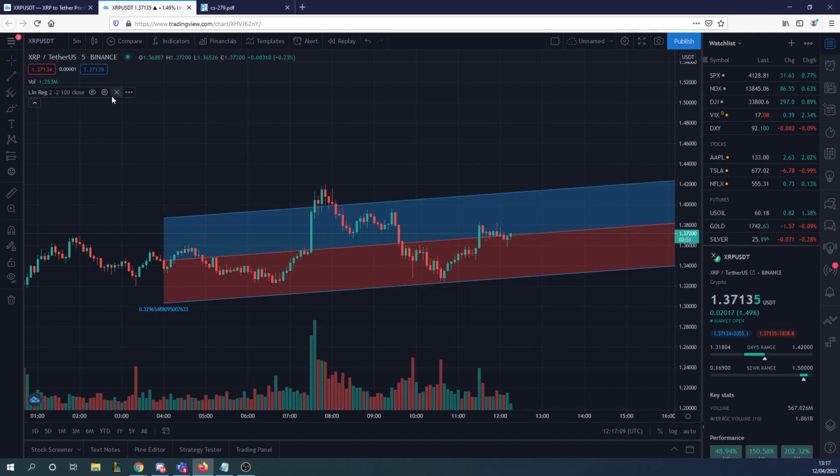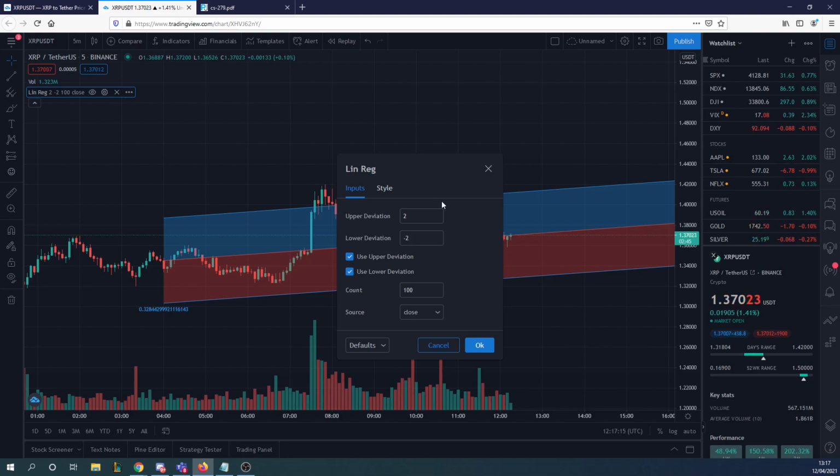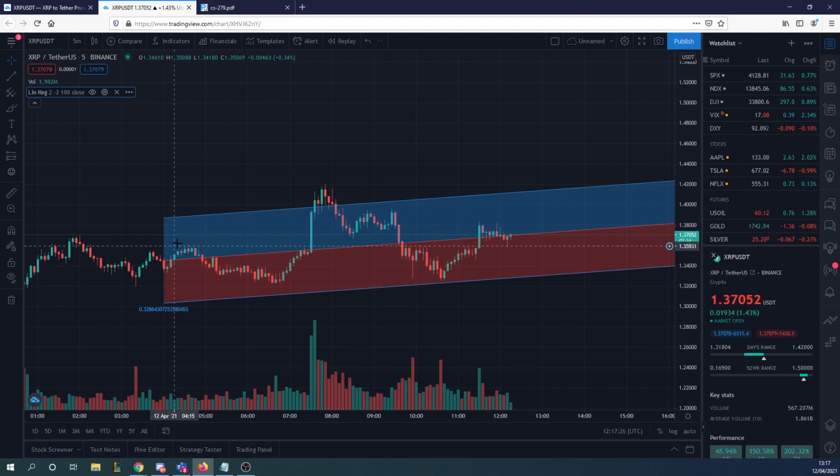And here we can see the settings for it. Now, on our inputs, we have the upper deviation and lower deviation. So when I was talking about the dependent variable and the independent variable and the relation between them, you can put a deviation between them, right? Now what I like to do is the standard deviation tends to map out the movement of the currency coin.